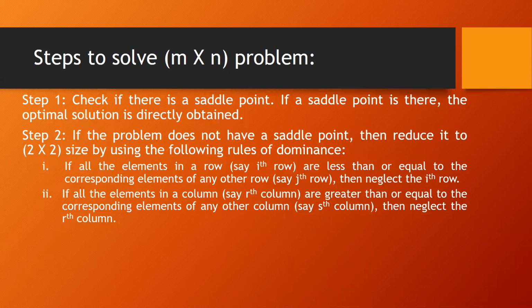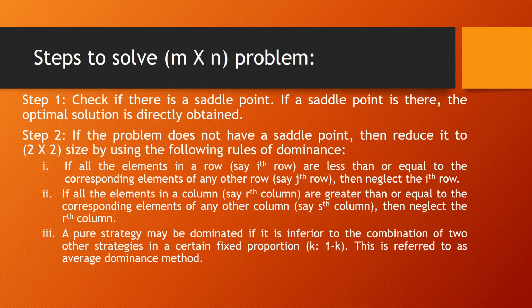Now, if we have a pure strategy, it may be dominated, that is, it is inferior to the combination of two other strategies in a certain mixed proportion. Suppose we are not able to reduce using the first two rules, that is, we are not able to neglect any of the rows or columns. Then we need to do the combination, so we need a combination of two or more columns or rows, depending on the condition.